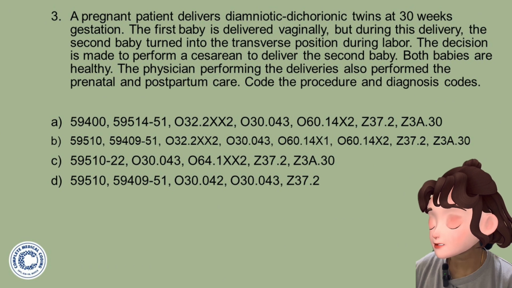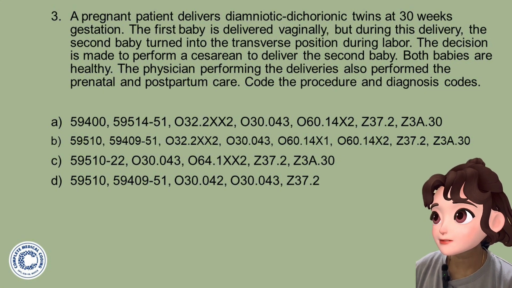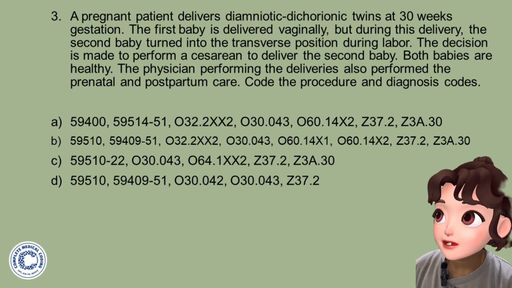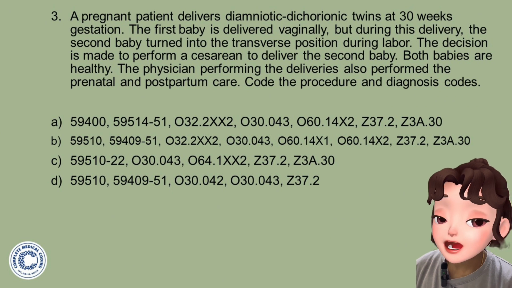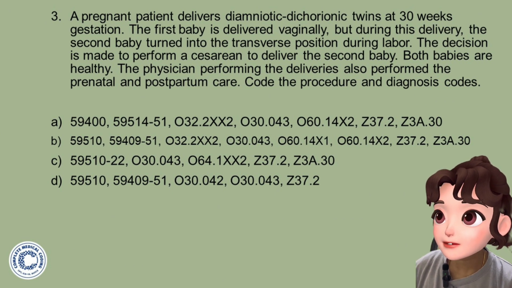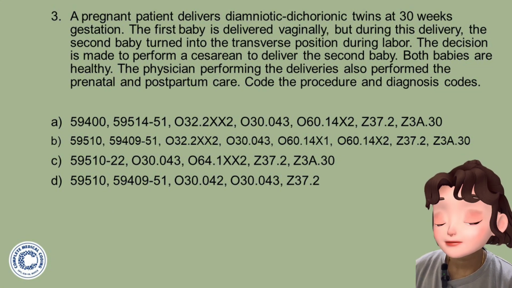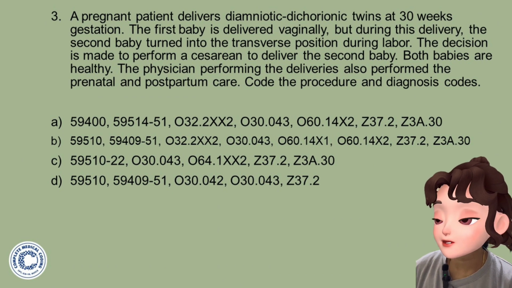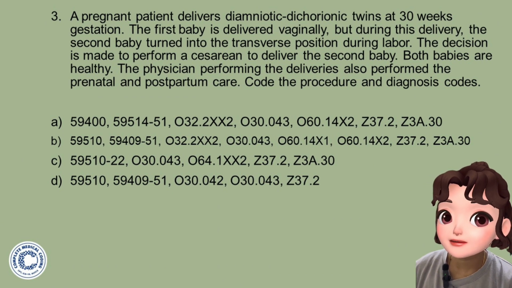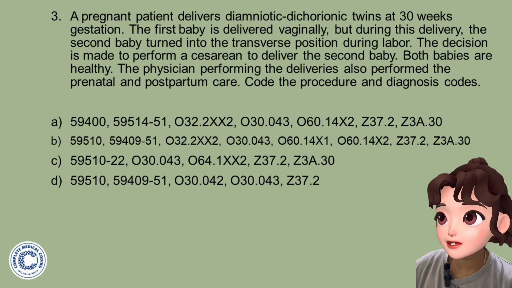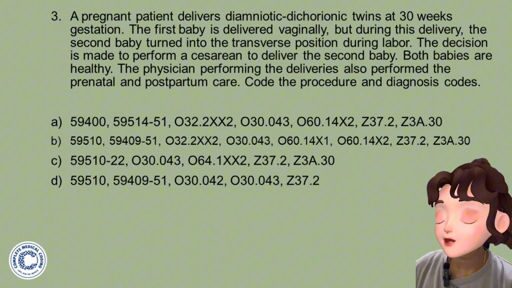O60.14 represents preterm labor, third trimester with a preterm delivery, third trimester. But here 14x2 means the second baby. Since these are twins, only the second baby is coded here as preterm. What about the first one, 14x1? That also should be coded, because this is a twin pregnancy. Here 14x2 is mentioned in this option, which is only for the second baby. So go to option B.